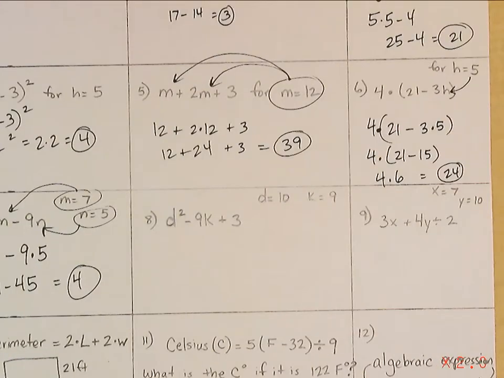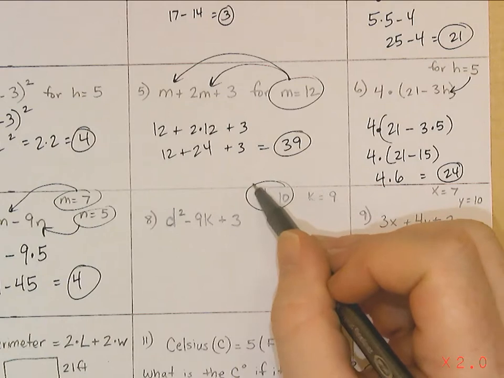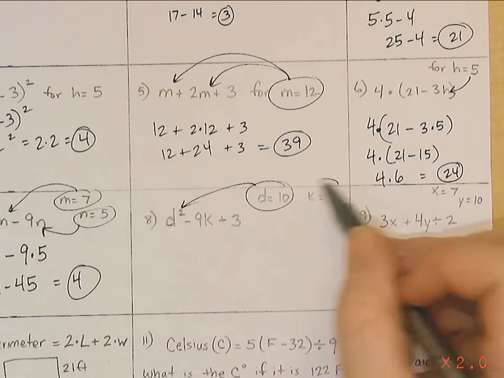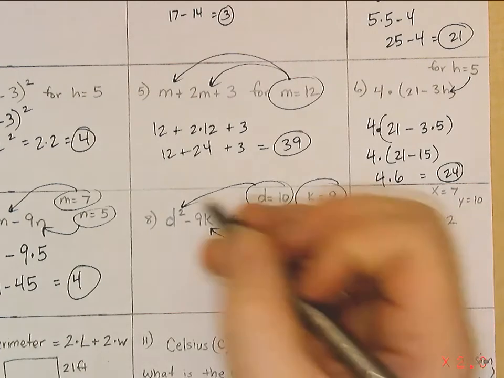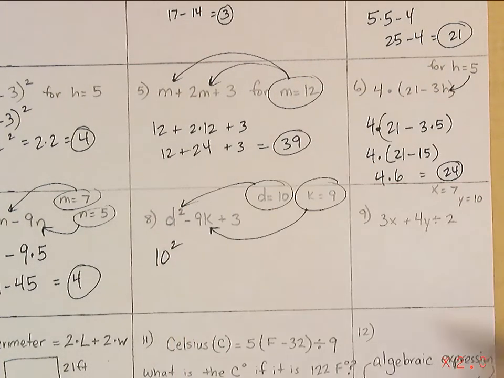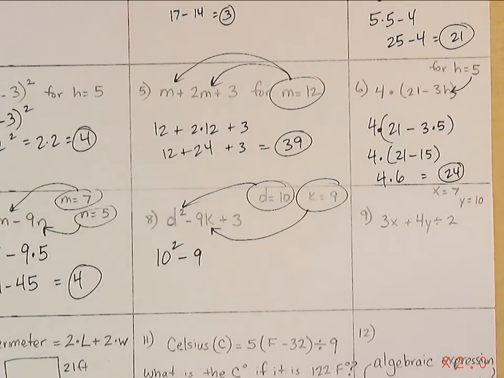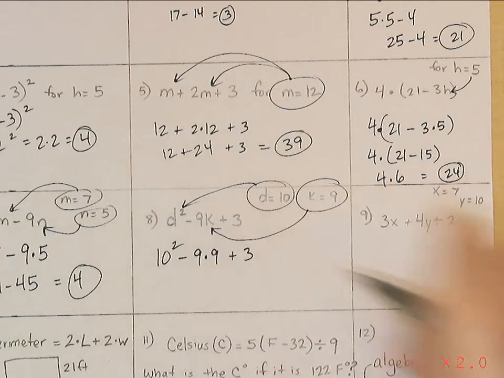Moving on, number 8. D is 10. So that's going to go right here. K is 9. That's going to go right here. So it's going to be 10 squared minus 9 times k, which is 9, plus 3.